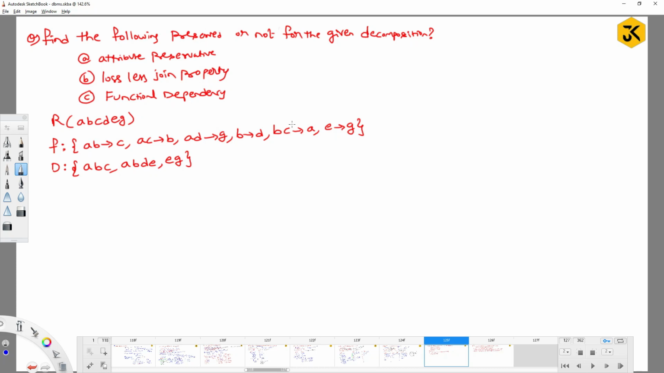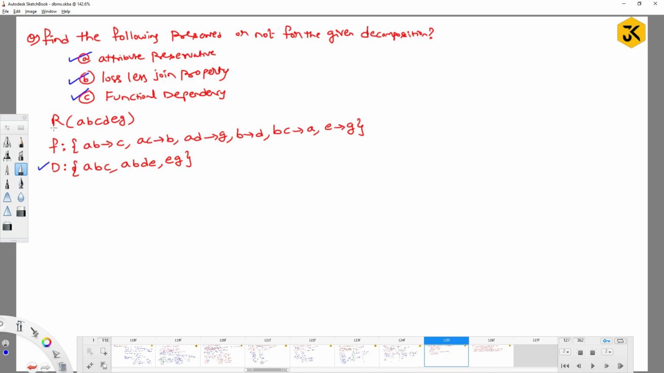Hi everyone, let's see one of the questions on functional dependency. Here they are asking to find whether the following are preserved or not for the given decomposition. Means they are asking whether attribute preservation, lossless join decomposition, and functional dependency preservation hold or not for the given decomposition D.